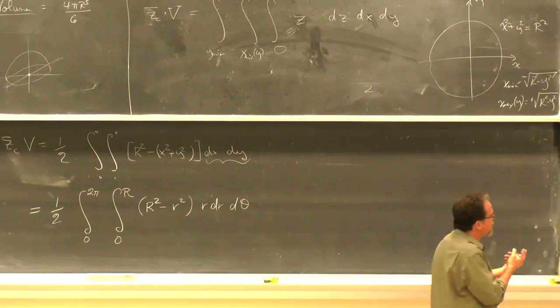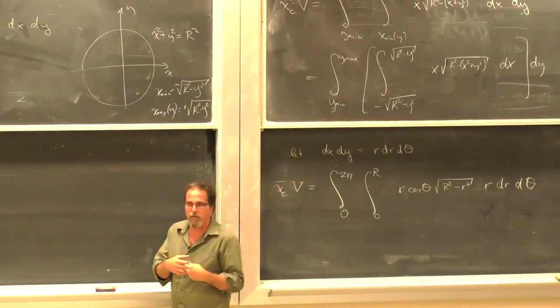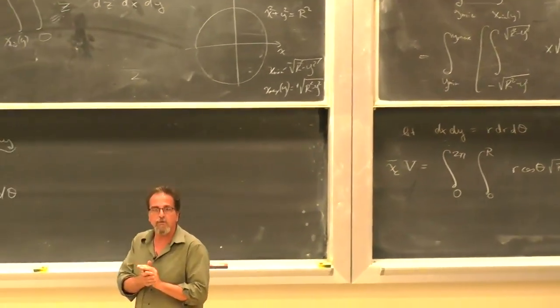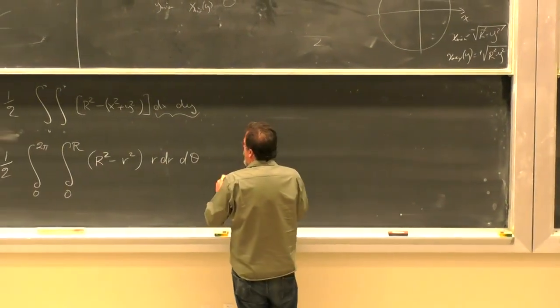Like, the fact that this vanishes because I'm integrating from 0 to 2 pi is because I've made such a symmetric domain. But I could do a quarter sphere or an eighth of a sphere, and figure out where that centroid is. Okay? Now, I can do this integration.